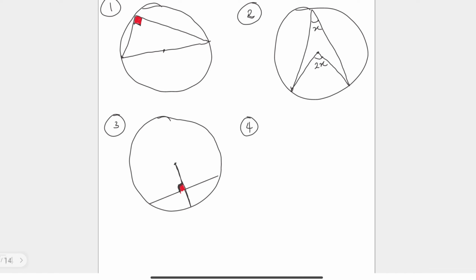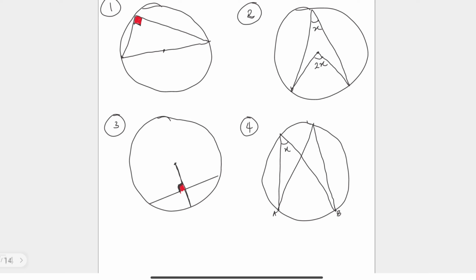Number 4. The angles subtended from the same segment. Let's say this is segment A and this is another segment B. The angles subtended from the same segment are always equal. So this is a segment, call this x. This is another angle in the same segment. They are going to be equal.